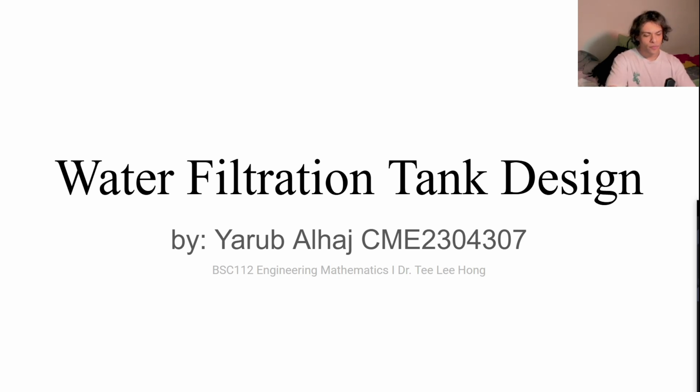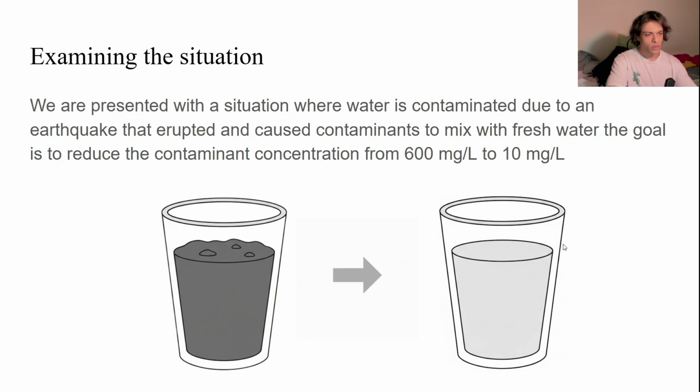To start off, the situation that we have is that an earthquake happened and basically caused the water to be contaminated with dirt, etc. So our goal is now to filter the water with the least amount of material that we can use, a material that is strong enough to withstand the water pressure, and a material that is light enough to be carried by people. The concentration of the contaminant is 600 milligrams in the water.